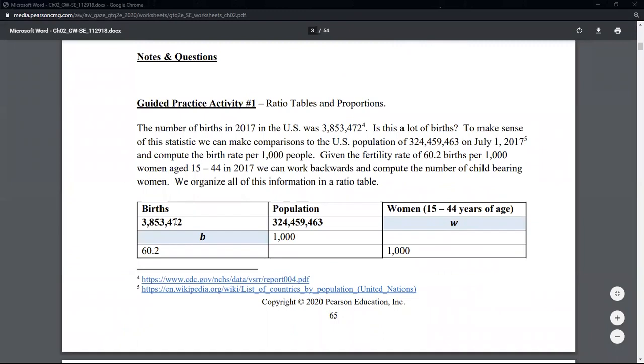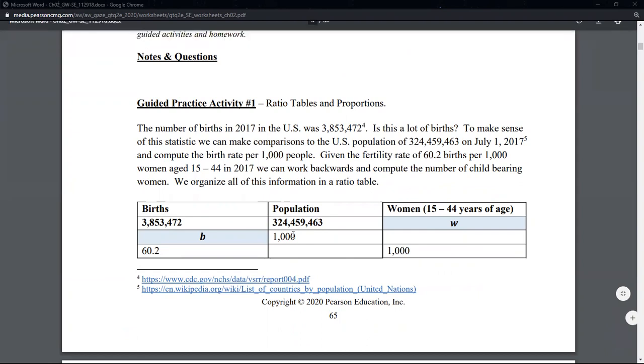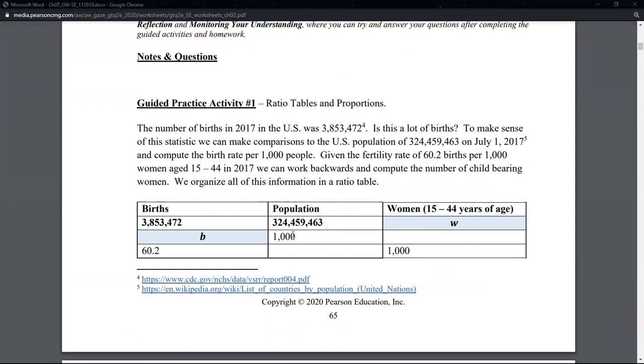numbers of 3.8, blah, blah, blah, million, 324, blah, blah, blah, million, 60.2 births per 1,000 of women of birthing age, scaling the population to 1,000. Once again, scaling a population to 1,000 is a pretty common tactic. You might say, why not 100? 100 is great as well.